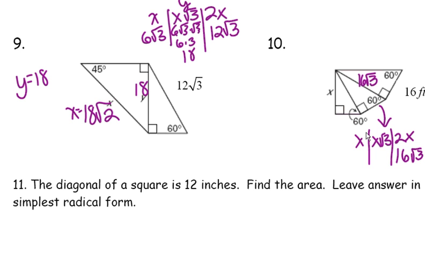which means that the short leg is going to be 8 radical 3, and the long leg, which is the only leg that overlaps this triangle that has the piece we're trying to find, is going to be 8 radical 3 times 3.